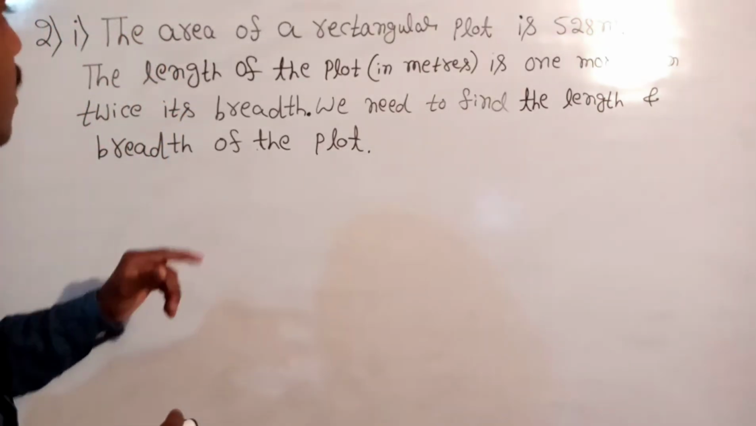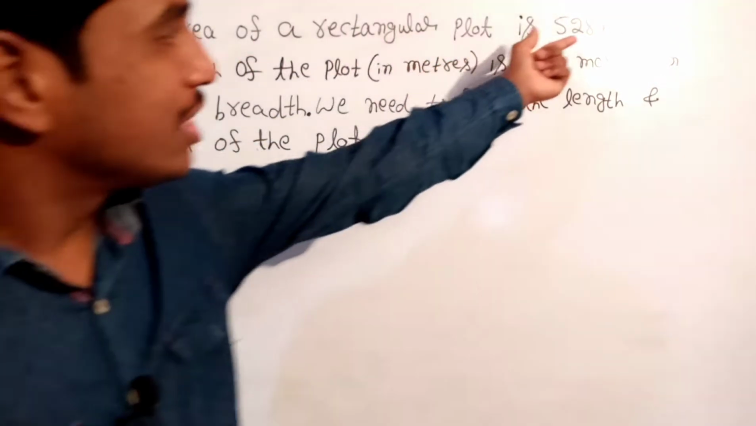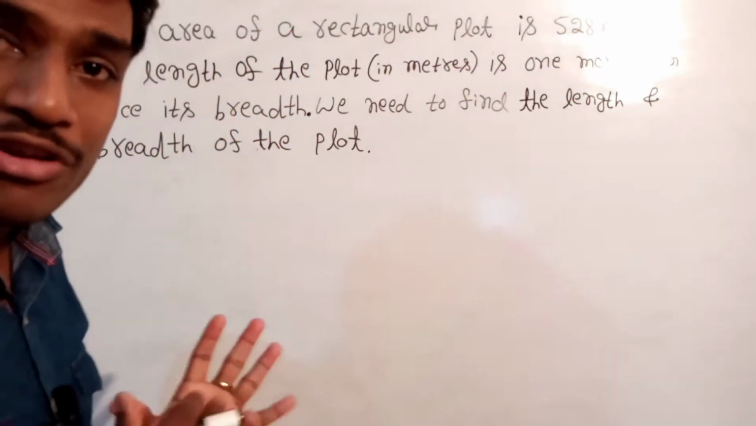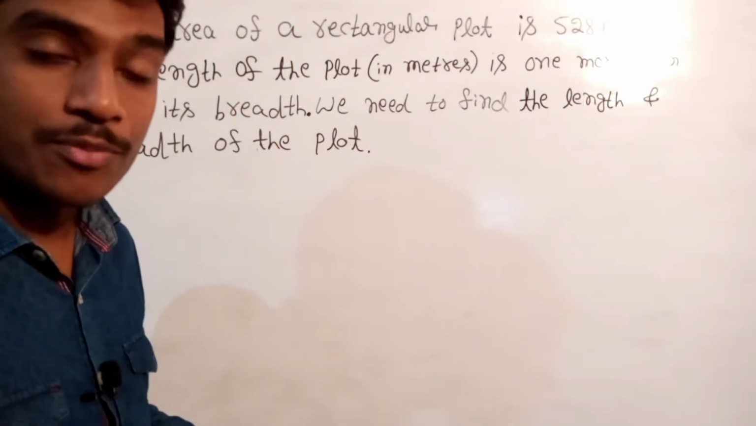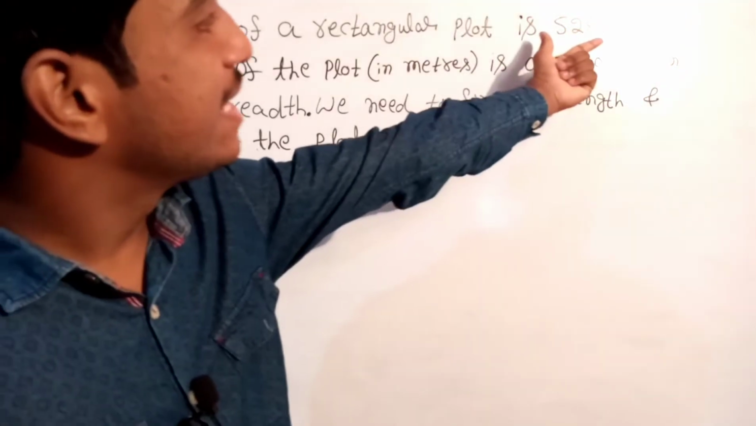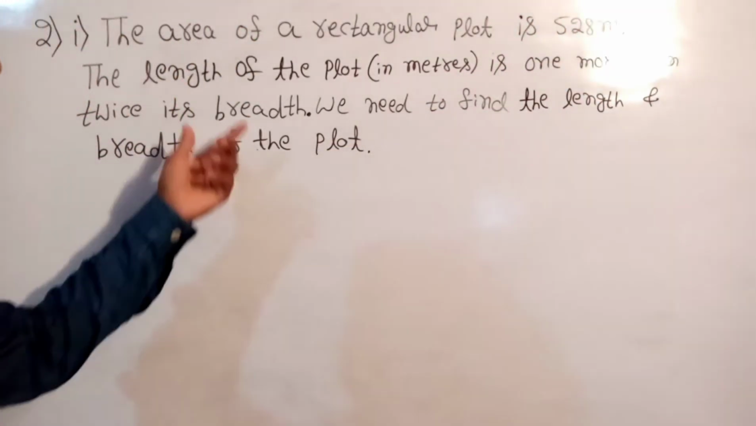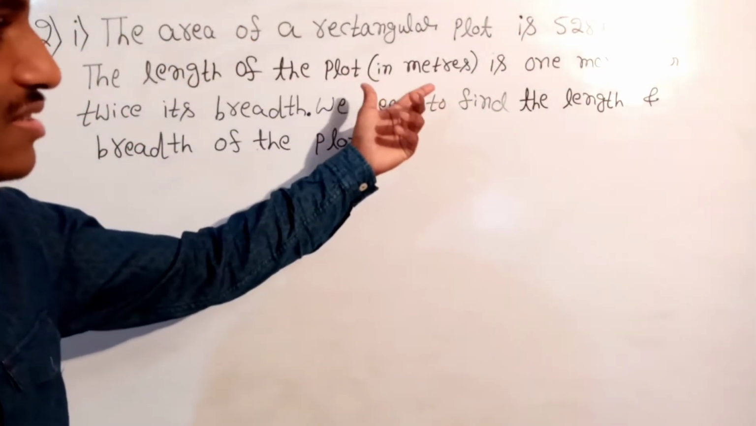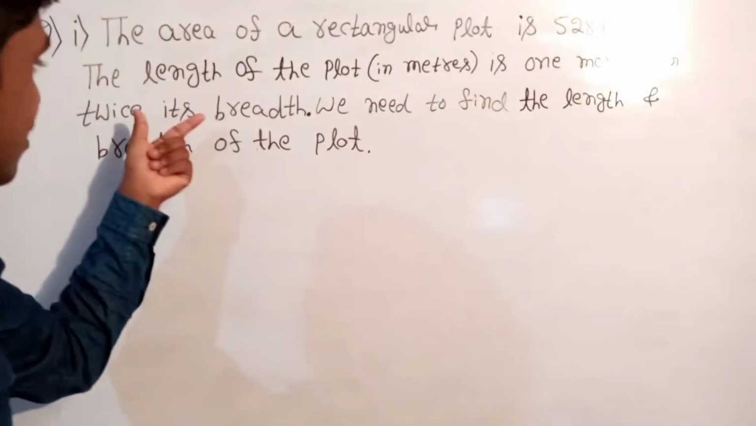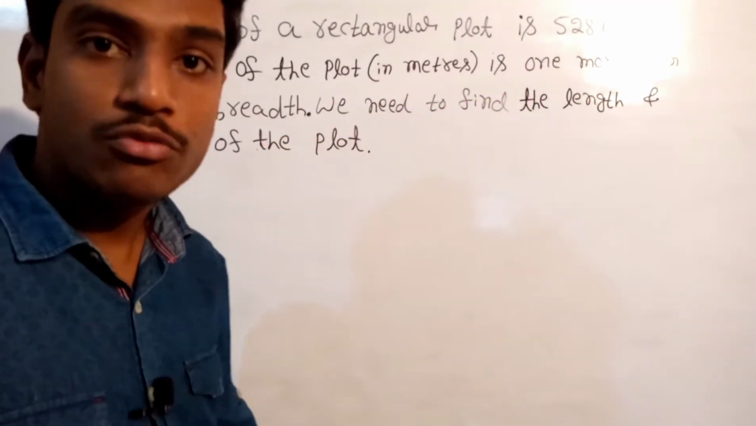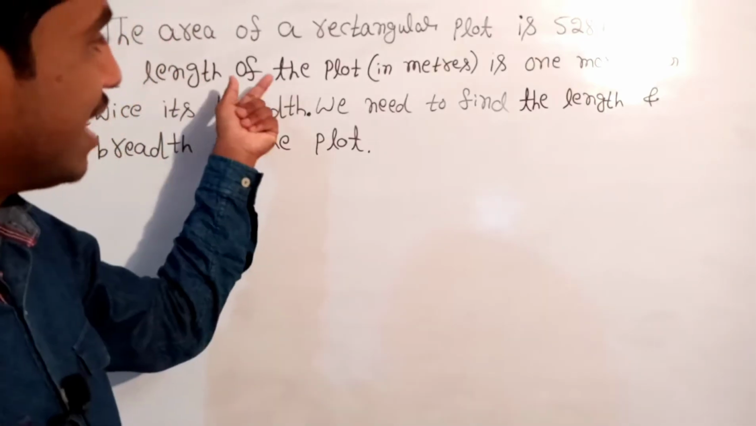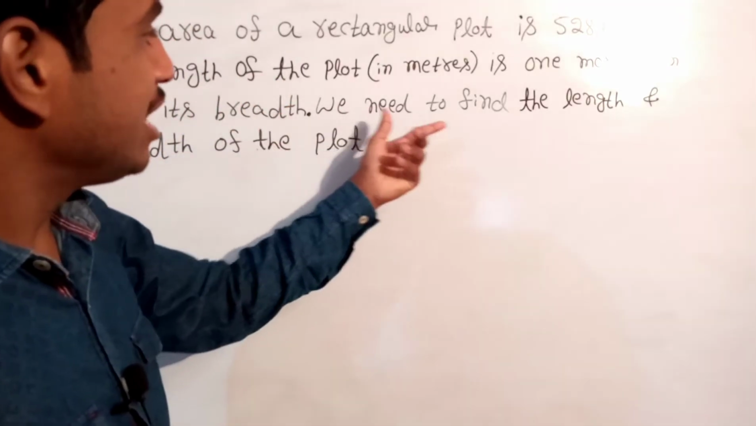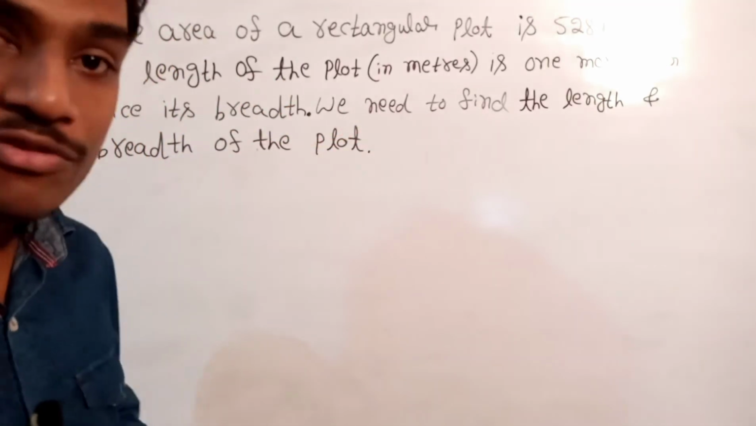The question is the area of rectangular plot is 528 meters square. They have given the area of rectangular plot. The plot is of the shape rectangle and the area is 528 meters square. Length of the plot in meters is one more than twice its breadth. They have not given exact what is the length. They have given length in terms of breadth. We need to find the length and breadth of the plot.